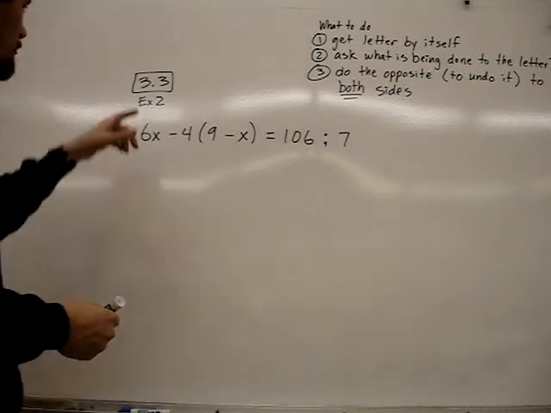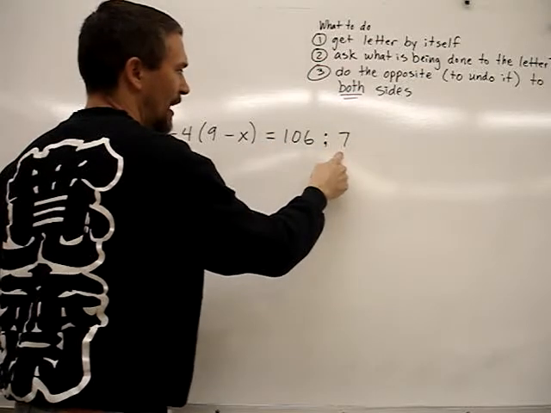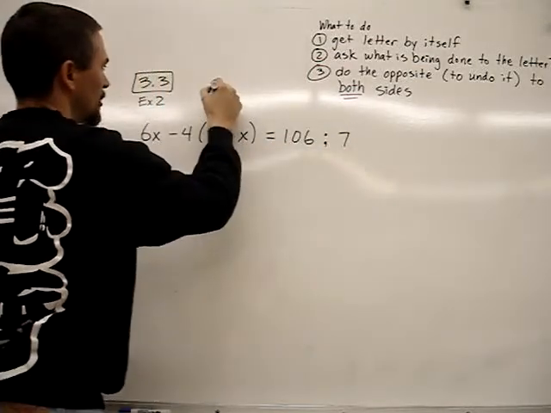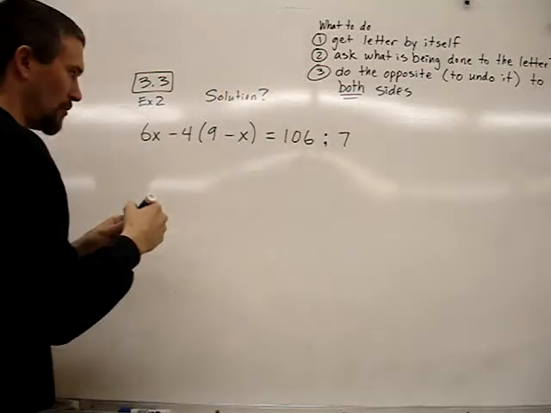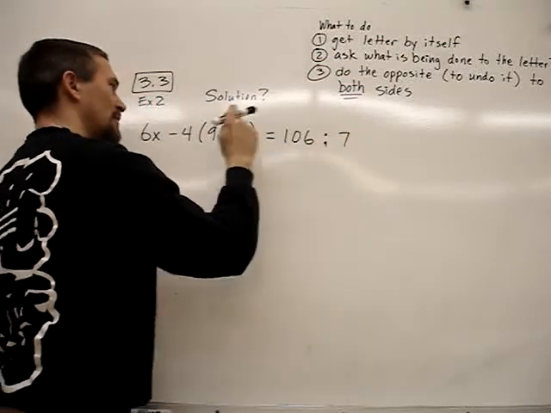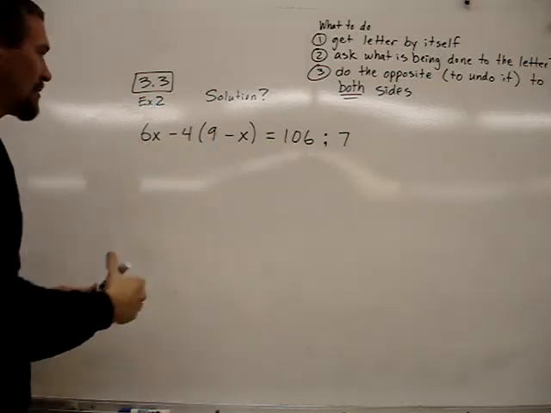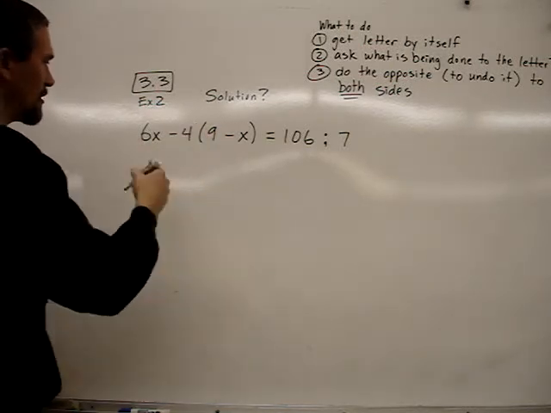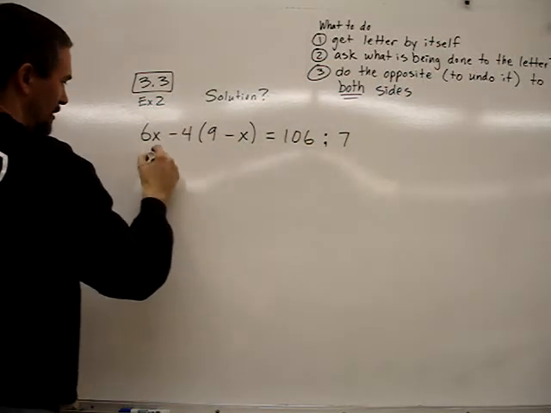So example 2 for 3.3, they give us this equal to that, and they ask, is this a solution? So once again, solution. So they give us this equation, this is equal to that, and they want to know, does 7 plugged in for x satisfy the equation? So there's a couple different ways to do it. If we just take the 7 and plug it in where the x's are, we could have this.